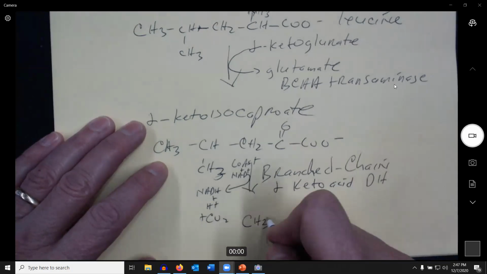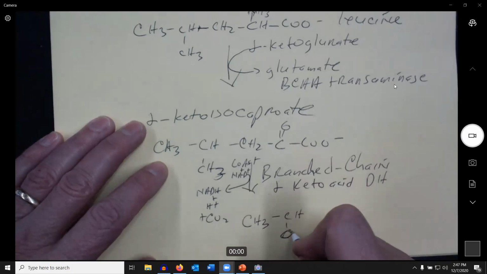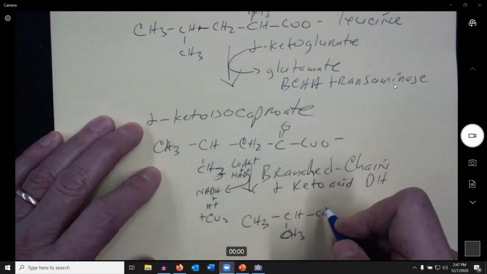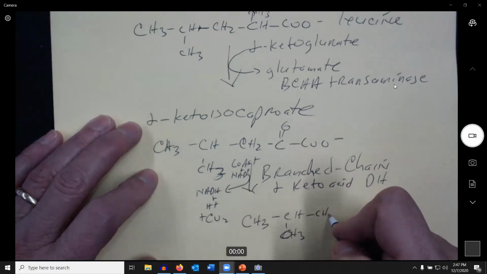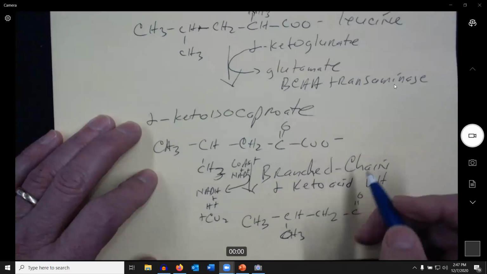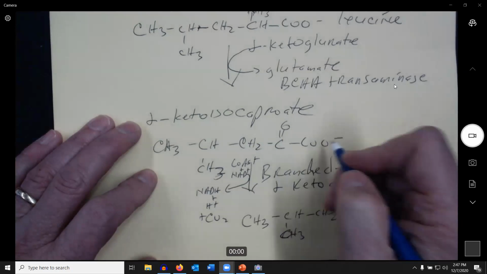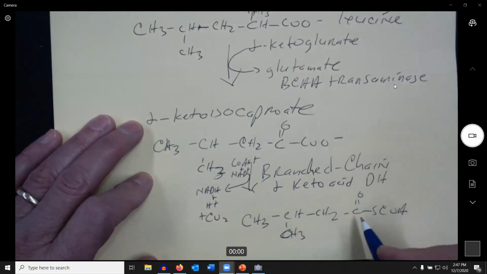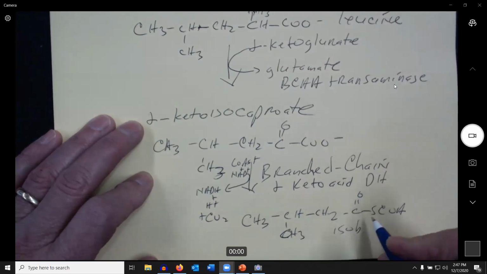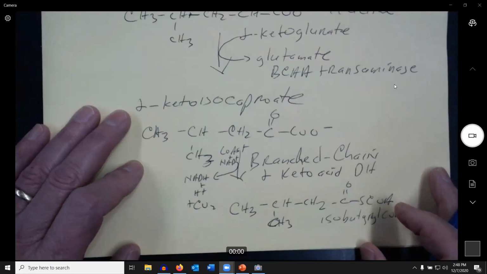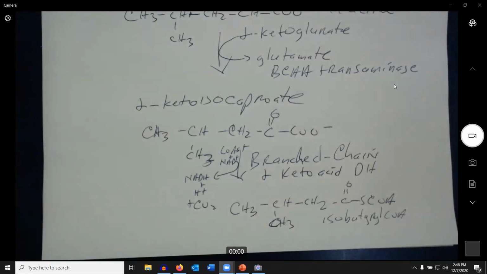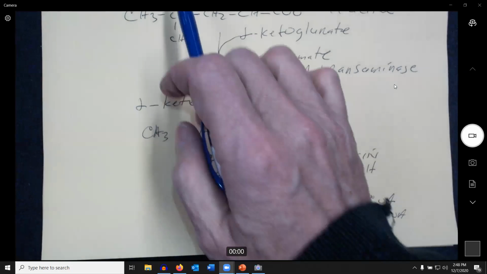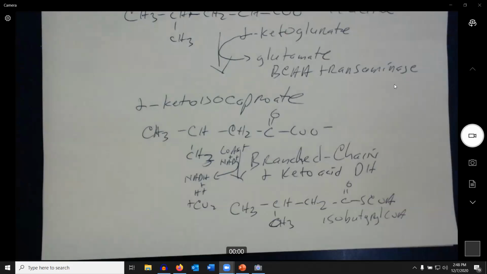And you're going to get an isovaleryl coenzyme A. Sorry, it's not caproyl, it'd be butyryl, because this takes a hike, so this would be isobutyryl coenzyme A. The branched chain alpha keto acid dehydrogenase will handle leucine and valine and isoleucine derivatives.